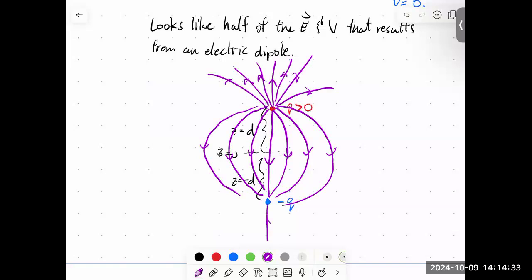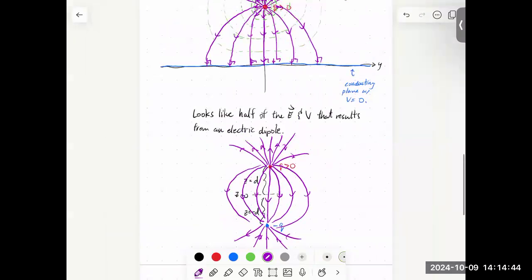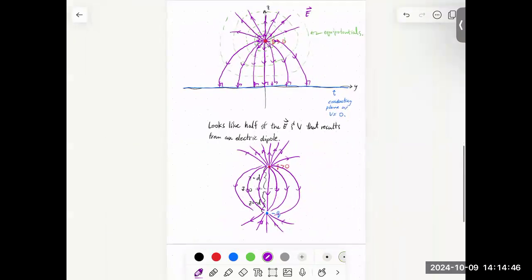And then electric fields point in towards the negative charge. Anyways, it's something like that. And if you compare these two pictures, maybe they're not exactly the same, we don't know yet, but the top half of the dipole looks a lot like the fields that are above the grounded plane in the top picture.